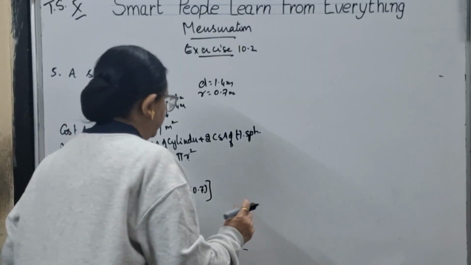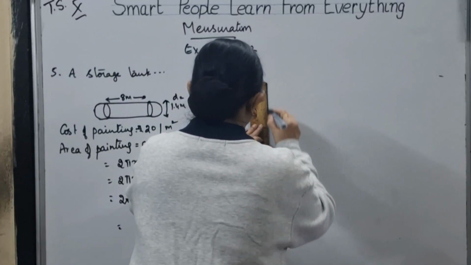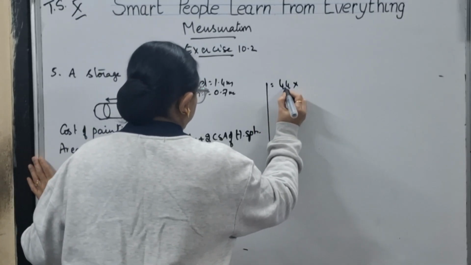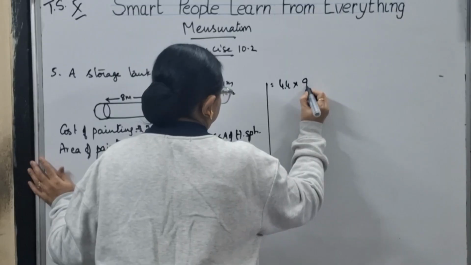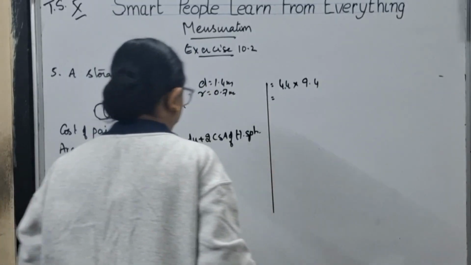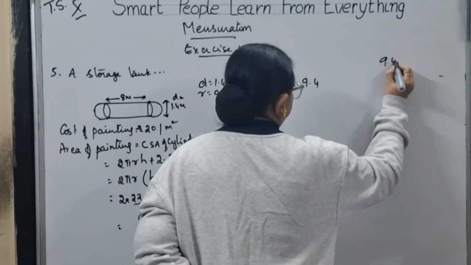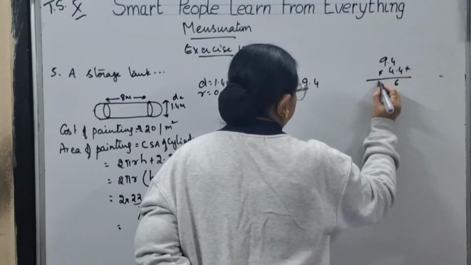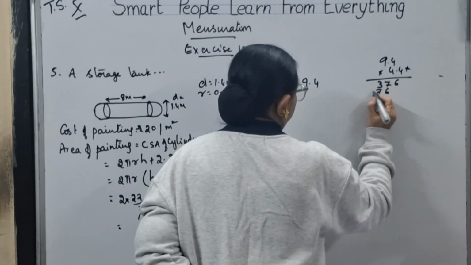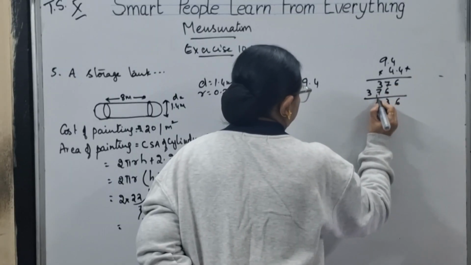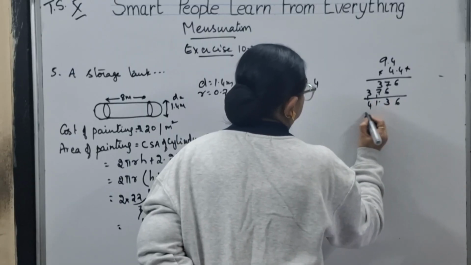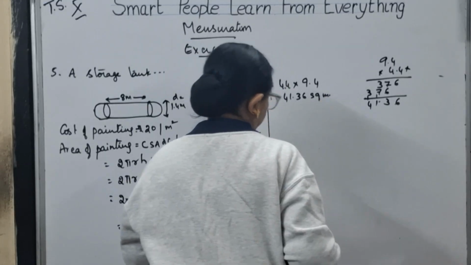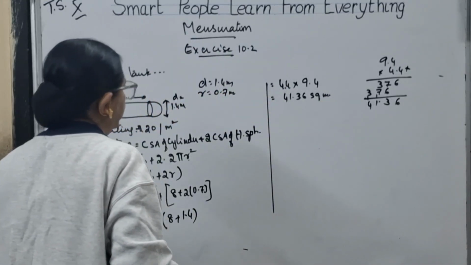So how much is it? 4.4 into (8 plus 1.4), which is 9.4. So let me take 9.4 into 4.4. 4 4s are 16, 36, 37, and so on, which gives 41.36 square meters as the total area that has to be painted.